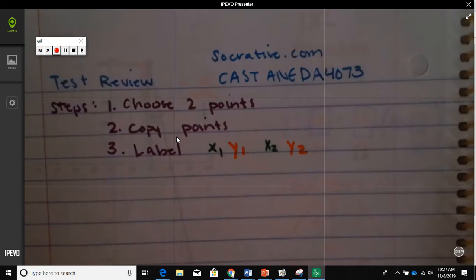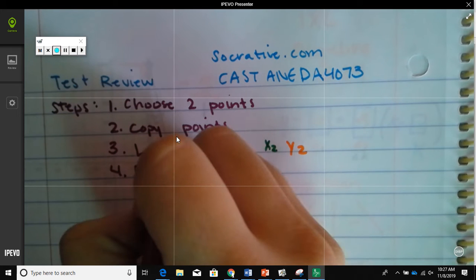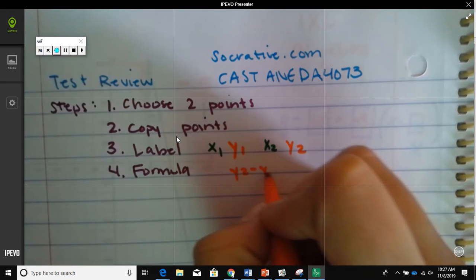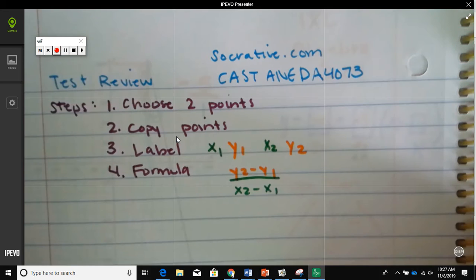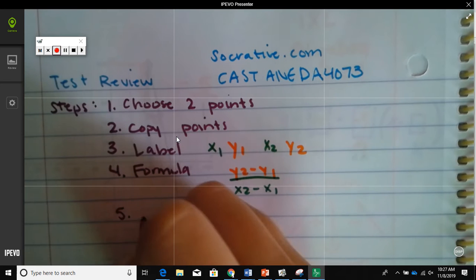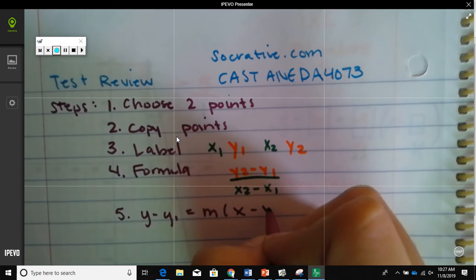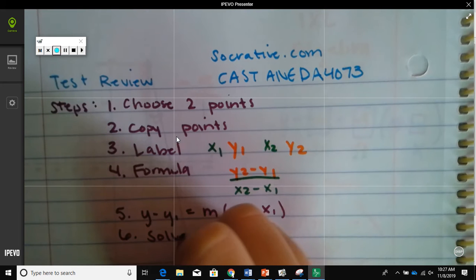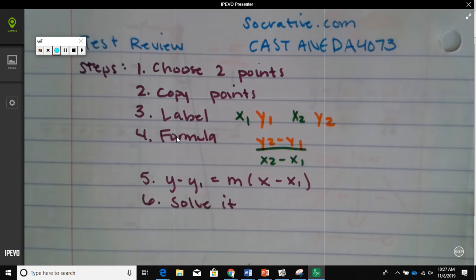Alright, so then after you label, you use the formula. The formula is Y2 minus Y1 over X2 minus X1. And then after you do that, you're going to use Y minus Y1 equals M times parentheses X minus X1. And then you're going to solve it. So those are your steps. If you're watching this video, pause it so you can copy all these notes on page 45.